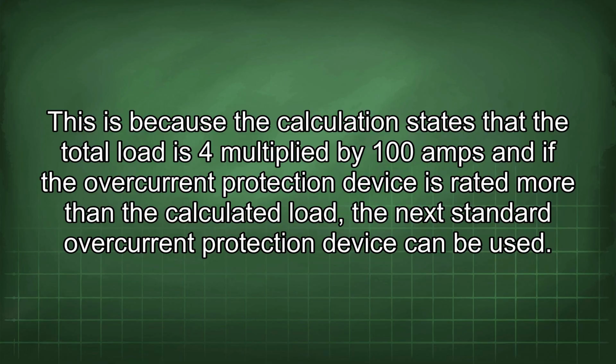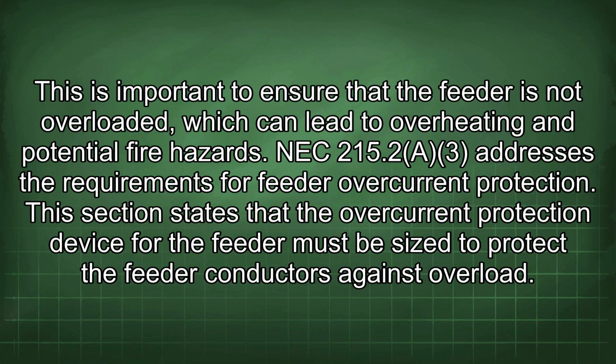This is because the calculation states that the total load is 4 multiplied by 100 amps, and if the overcurrent protection device is rated more than the calculated load, the next standard overcurrent protection device can be used. This is important to ensure that the feeder is not overloaded, which can lead to overheating and potential fire hazards.